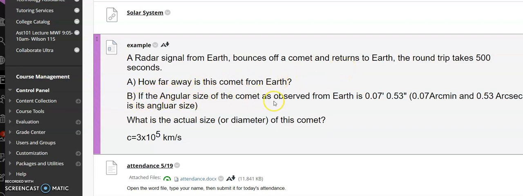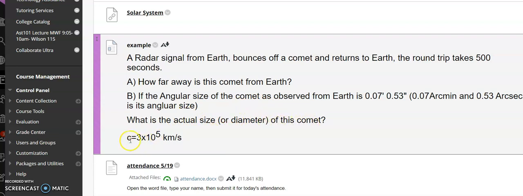If the angular size of the comet, as observed from the Earth, is 0.07 arc minutes and 0.53 arc seconds. Okay, so that's an angle, right, in arc minutes and arc seconds. All right, so we're going to need to convert that. You'll see what I mean in just a little bit. We'll convert that amount to degrees. We'll do that together. And then once we do that, we can figure out the actual size of the comet.